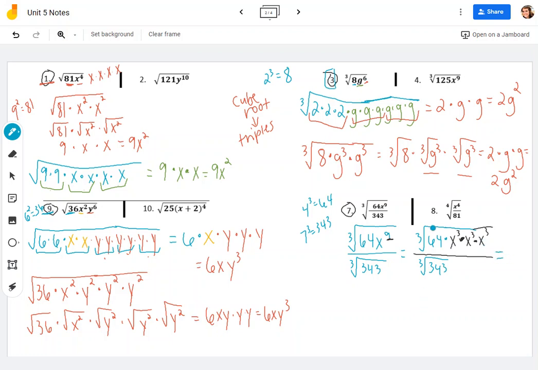So then simplifying this, the cube root of 64 is 4. The cube root of x cubed is x. Again and again, we've got 3 sets of 3, triples of x. And then divided by 7. So our final answer is 4x cubed over 7.